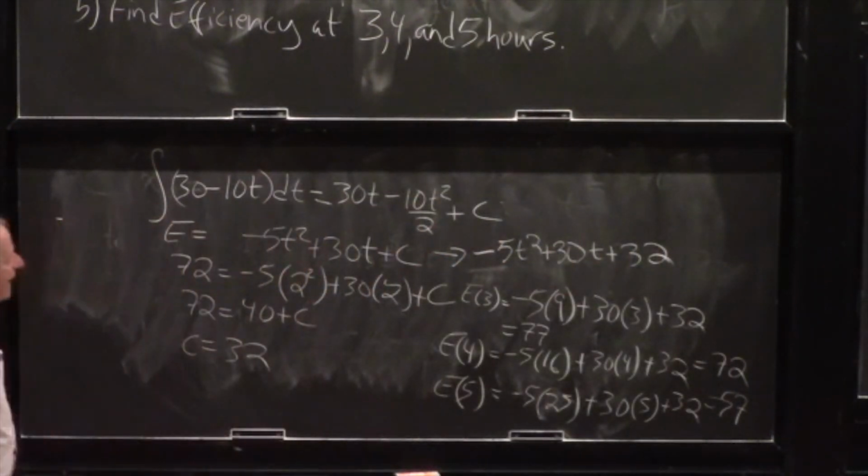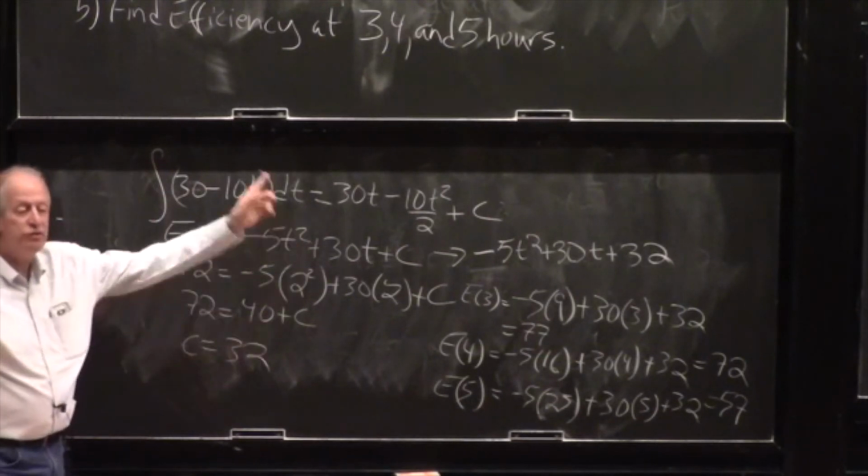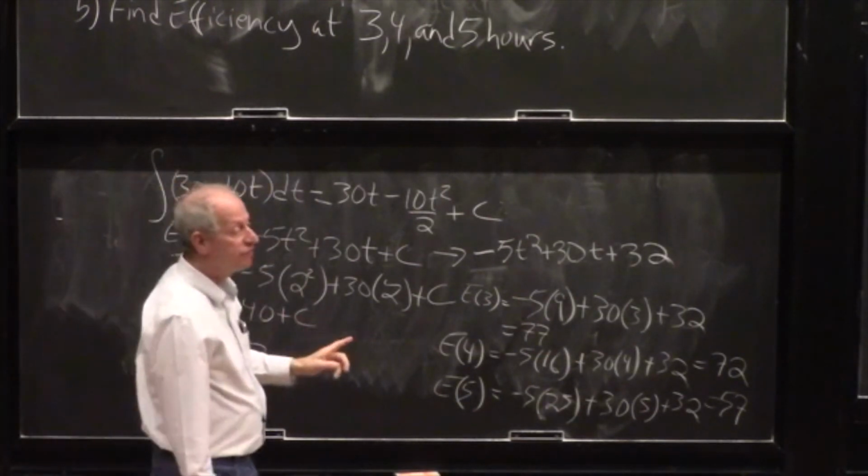So let's see, at 3 hours we were at our best efficiency out of those 3. The maximum efficiency, well, remember maximums are where the derivative is 0. That derivative is 0 at 3 hours, so that's where the maximum efficiency would be. Okay, so you can use this information to find all sorts of fun stuff.